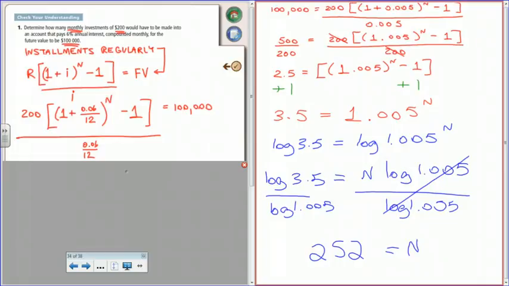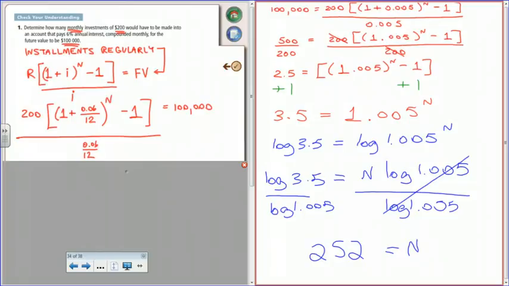Is that how much I put in? 252 investments of $200 is a total of? 252 times 200. What's that equal to? 50,400. If I put 50,400 in, I'm going to get 100,000 out. That's the power of the RSP, because you're actually contributing to it.